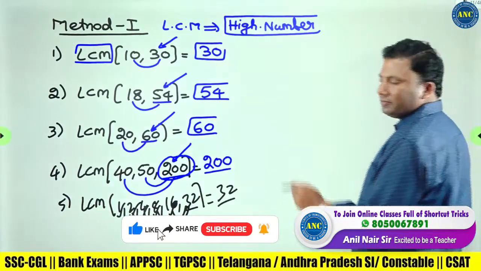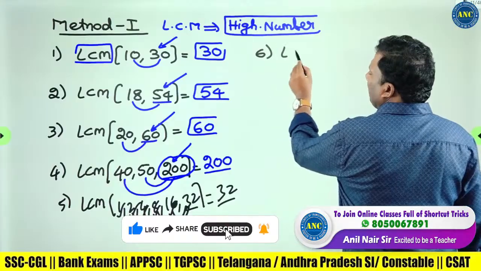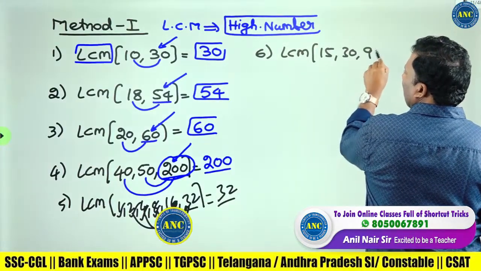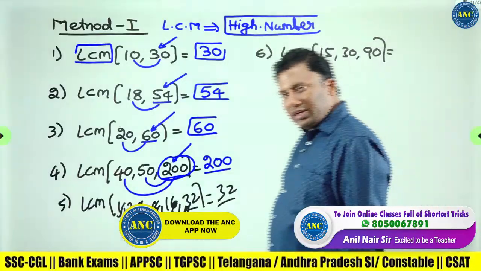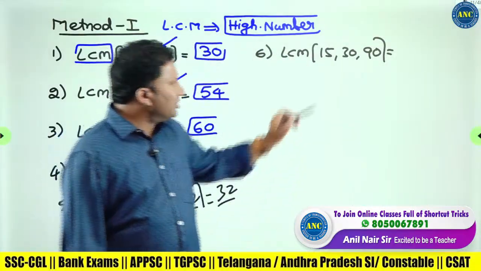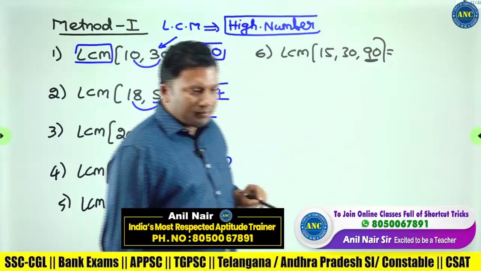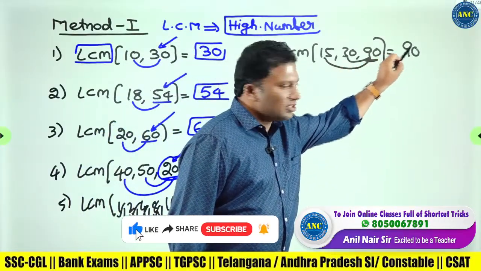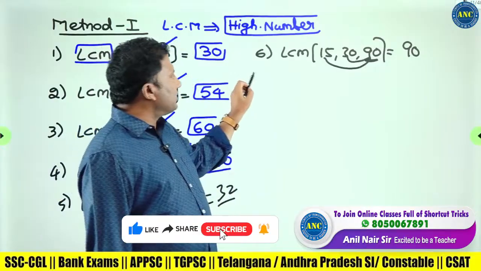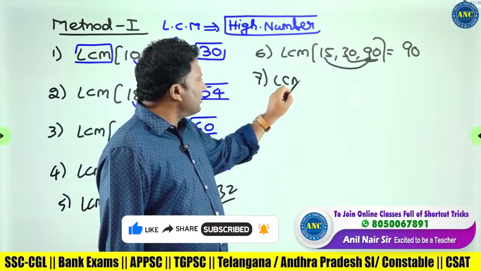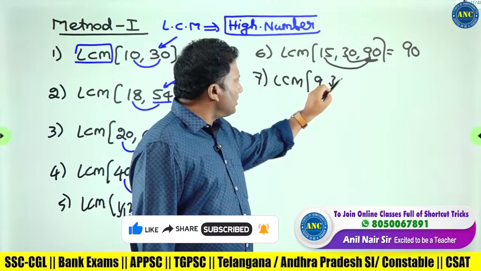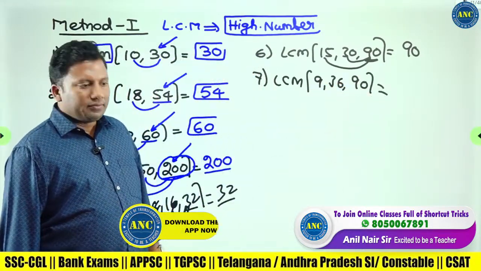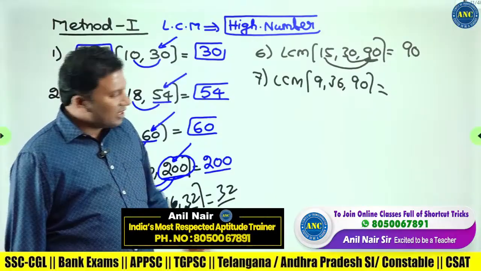One minute, hold on. Write in the same order only. 15, 30, 90. What will be the answer? Tell me. So 90. Yes. 15, 30, 90. 90 is the largest number. 15 sixes are 90, 30 threes are 90. 90. Everybody look at it, sir. Please tell me this answer. 9, 36, 90. What will be the answer? Louder. So 90.